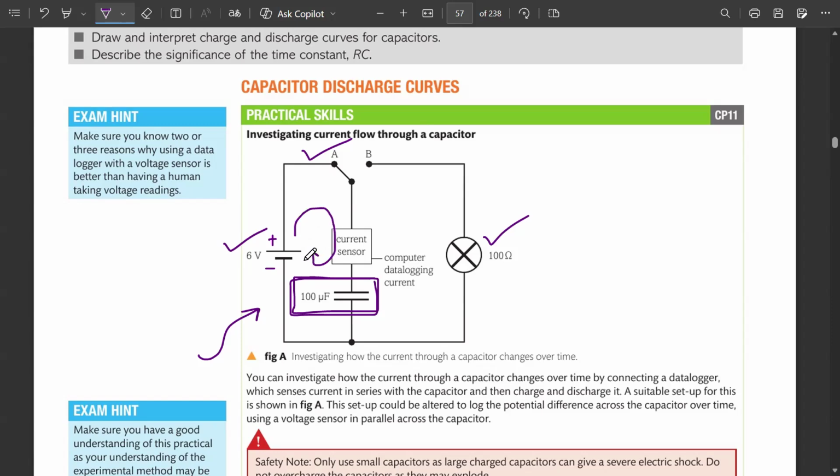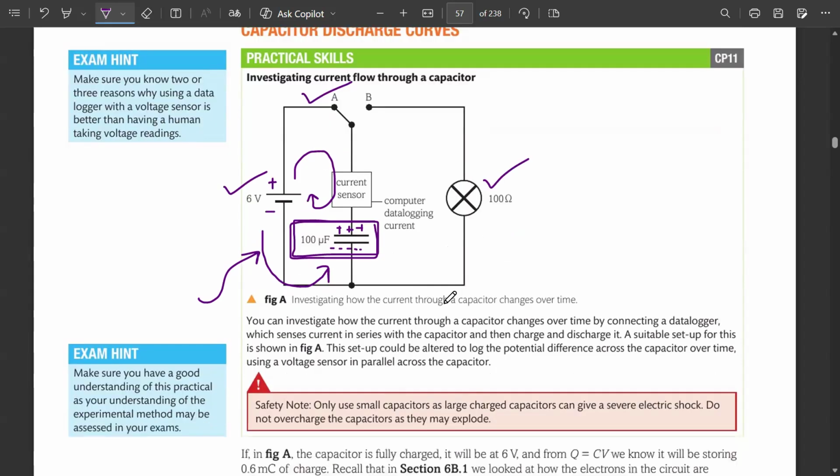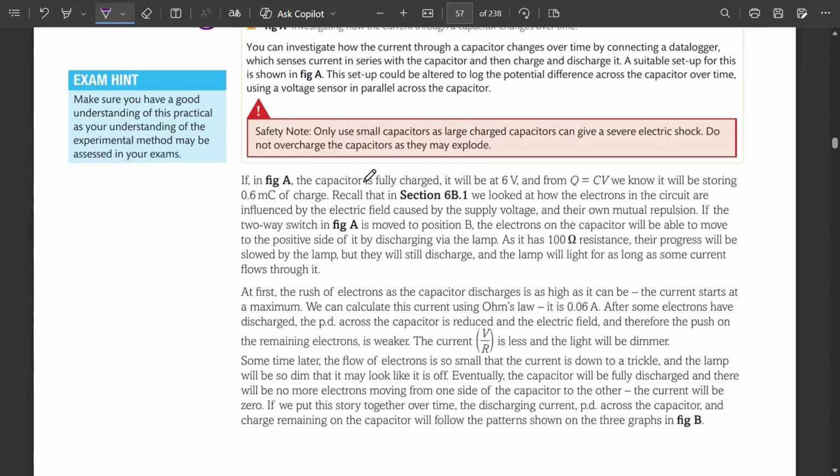And if the current is flowing in the opposite direction, you have electrons also flowing, which means that this side of the capacitor plate is going to become negative and that side of the plate will automatically become positive. So the charge has started to be stored. This is the point where the capacitor is being charged. In figure A, the capacitor is fully charged and it will be at 6 volts when Q is equal to CV. We know that it will be storing 0.6 millicoulombs of charge.